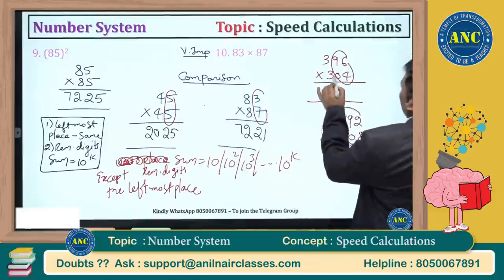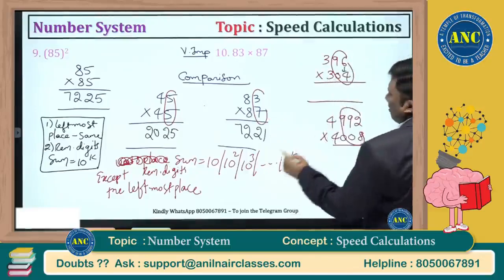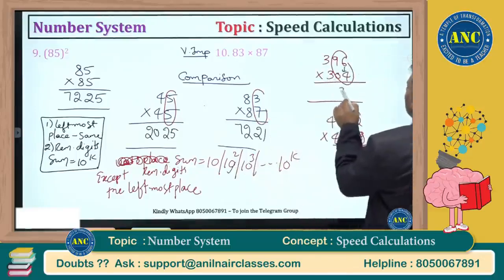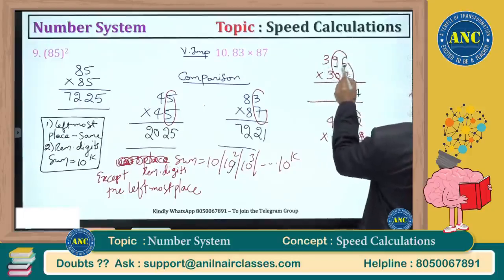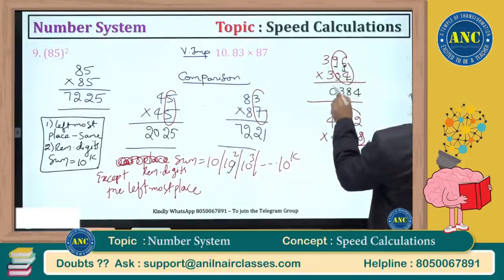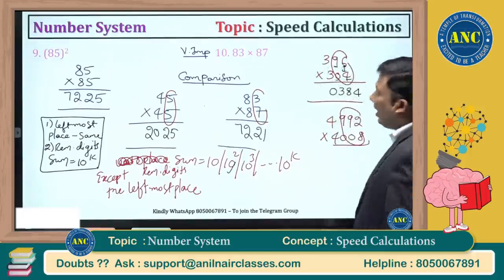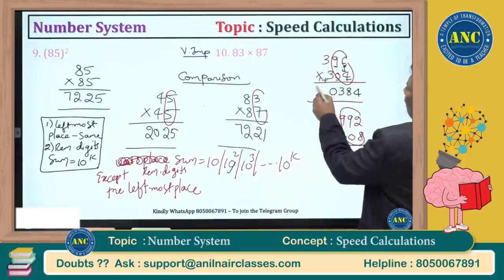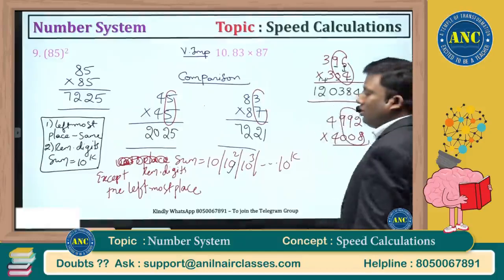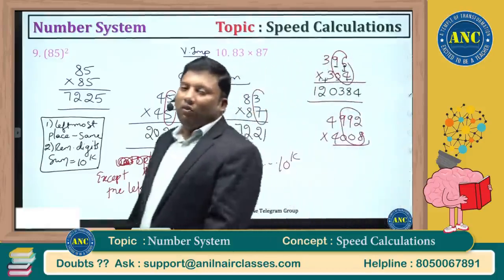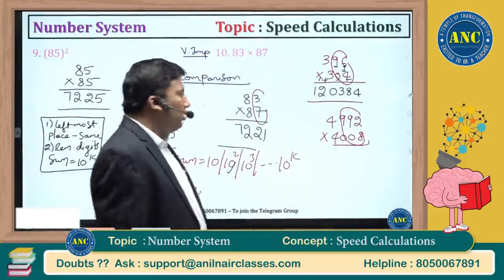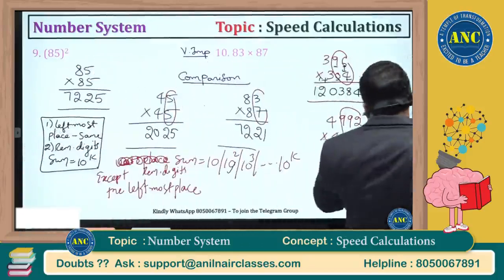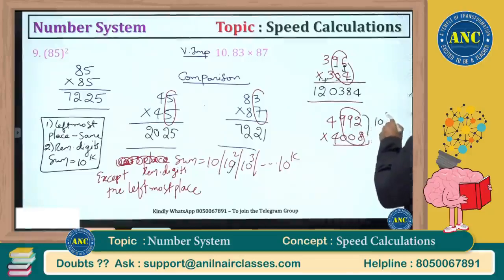396 into 304. 96 plus 4 is 100. 96 4s are 384. How many digits are there? 1, 2, 3, 4. 4 digits. 384 is a 3-digit number. Add a 0. Add 1. 4 3s are 12. Answer is 120384.